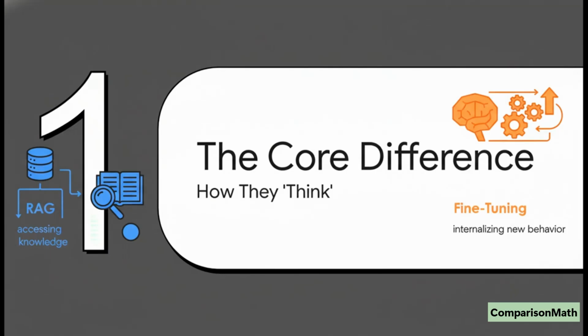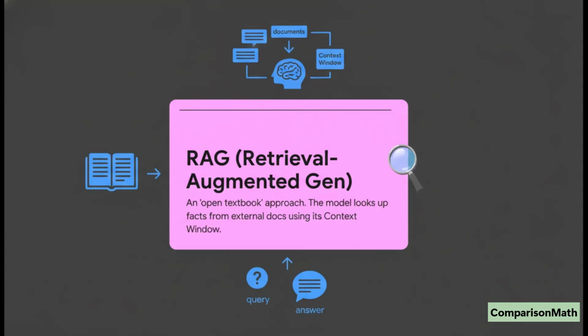Okay, first things first, we have to nail down the core difference in how these systems think. And they are fundamentally different. One is all about accessing knowledge from the outside, while the other is about teaching the model a new behavior from the inside. So let's start with RAG. You can think of RAG as an open book exam. The model gets access to a bunch of external documents. When you ask it a question, it just looks up the relevant info and uses that to form an answer. It's all happening in its short-term memory, what we call the context window.